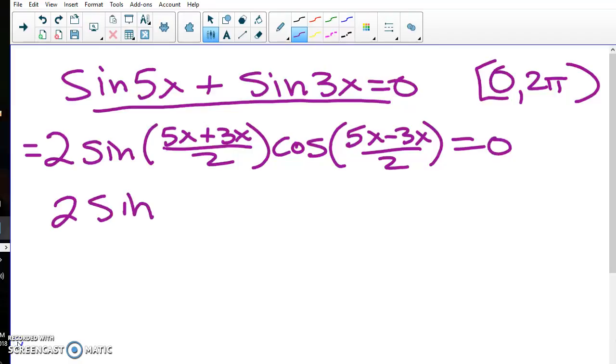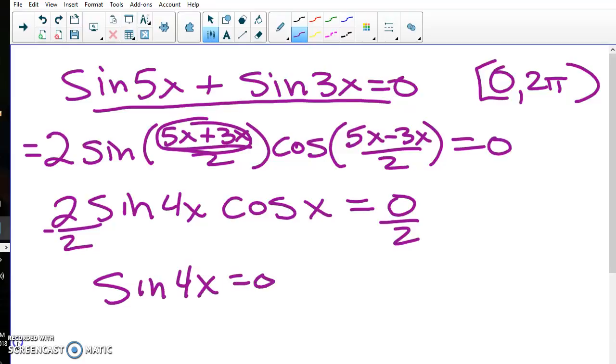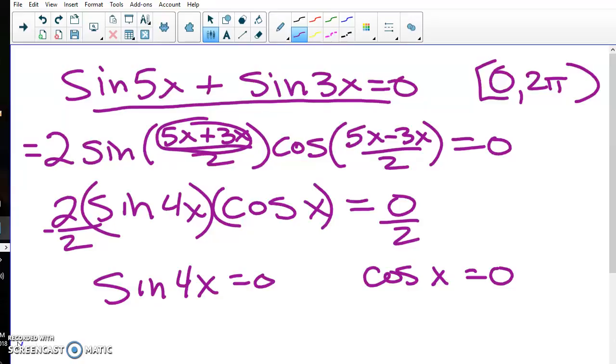It's 2 sine of 8x. 8x over 2 would give us 4x. And the cosine of 5x minus 3x, 2x over 2, would give us x, equaling 0. So what we can do right now is divide both sides by 2. That gets rid of that. So we have the sine of 4x equal to 0, because of the zero product property, or the cosine of x equal to 0. Well, the sine of anything is 0 at 0, pi, and 2 pi.